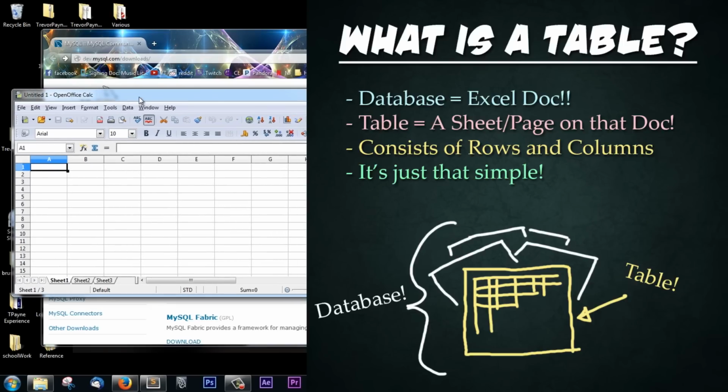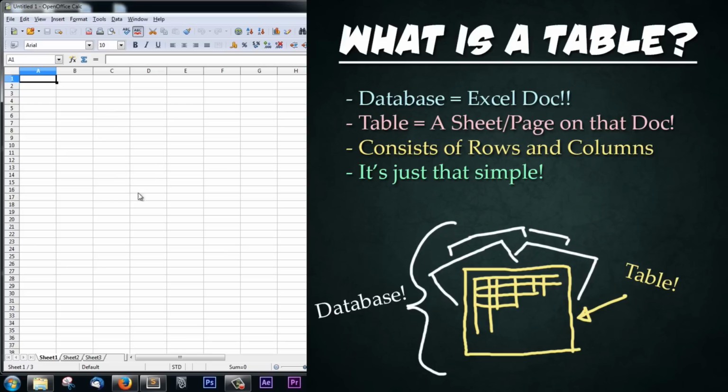So in OpenOffice Calc, which is basically an Excel sheet, this whole thing is a document. This whole document would represent the database. And down at the bottom, we can actually switch between these different sheets, these different tabs. And each one of these tabs would be a table in the database. And that's pretty much it.